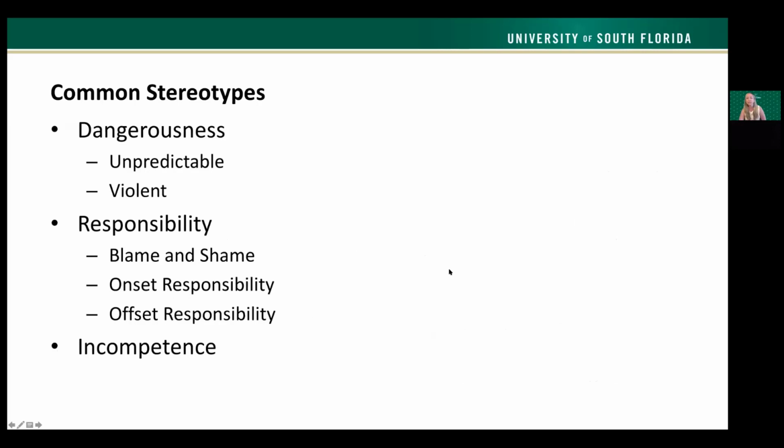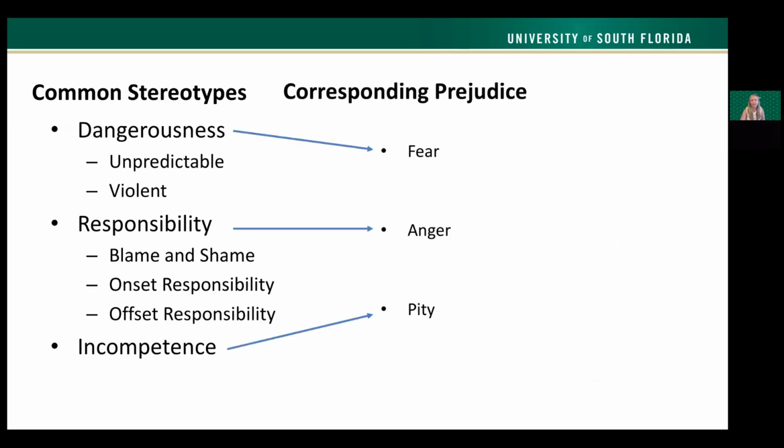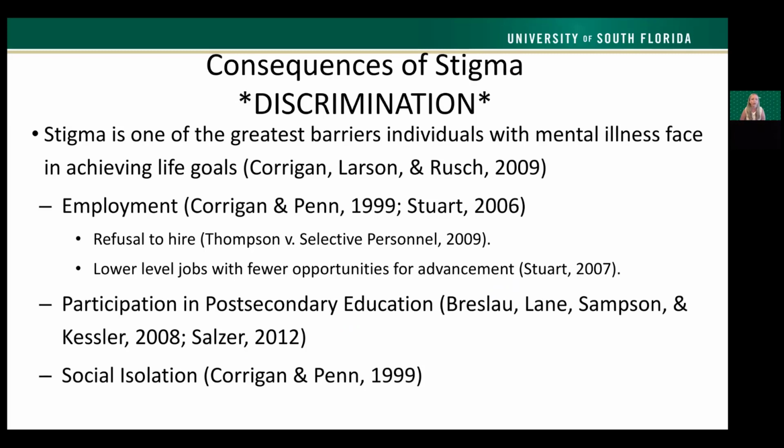Okay, so just to summarize, the common stereotypes include dangerousness, the belief that people with mental illness are unpredictable or violent, responsibility, blame and shame, onset control and offset control, and then incompetence. And these stereotypes lead to fear, anger, and pity, which lead to discrimination. So how do we see discrimination manifest? Well, it's one of the greatest barriers individuals with mental health conditions face in achieving their life goals.